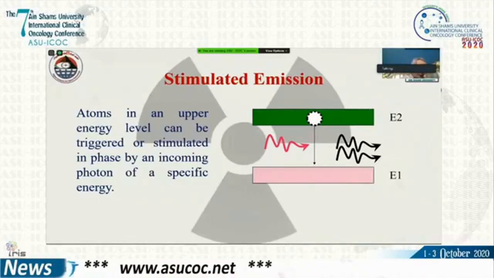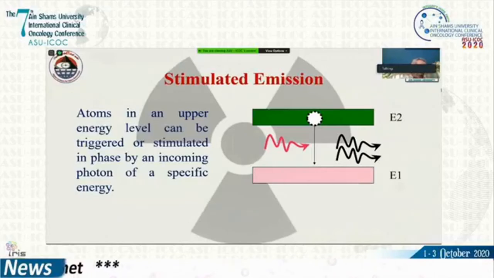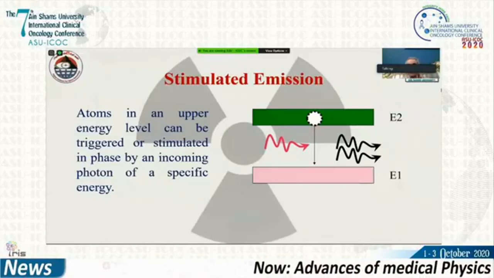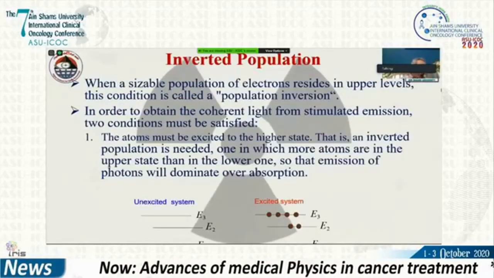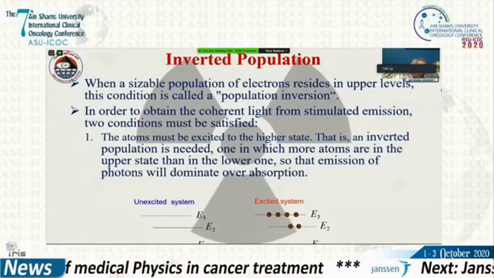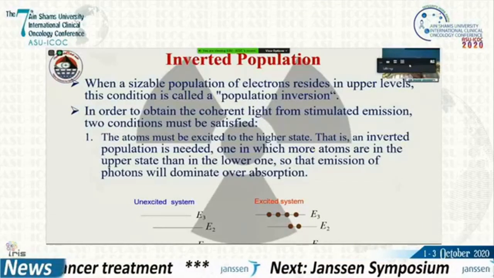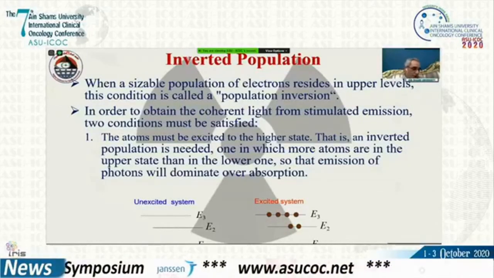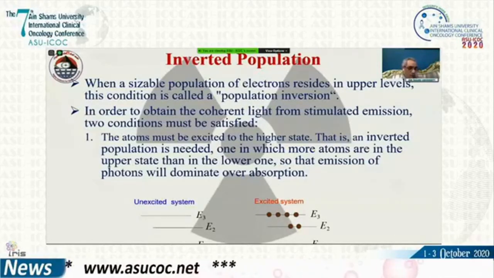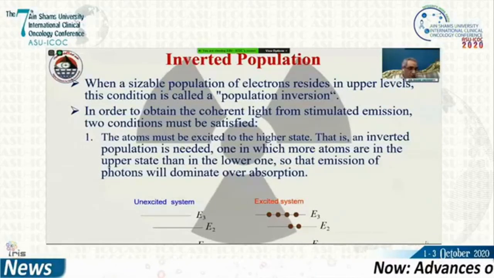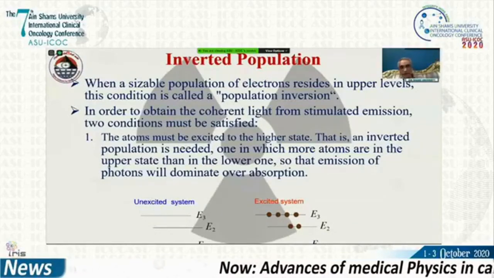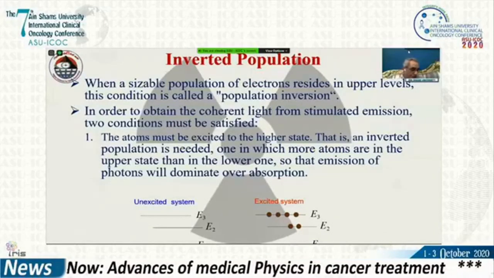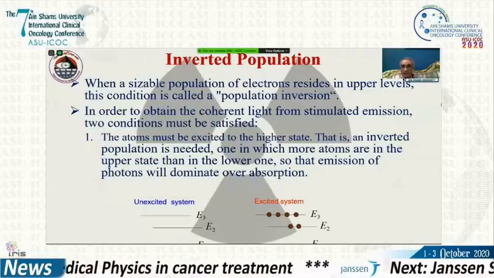Atoms in the upper energy level can be triggered or stimulated in phase by an incoming photon of a specific energy. When a large number of electrons are raised into the upper energy level, this condition is called population inversion. In order to obtain coherent light from stimulated emission, two conditions must be satisfied. The first condition is that the atom must be excited to the higher energy state. This means that an inverted population is needed.